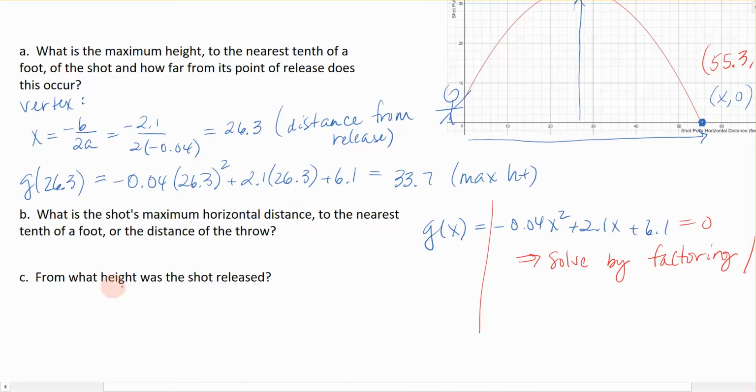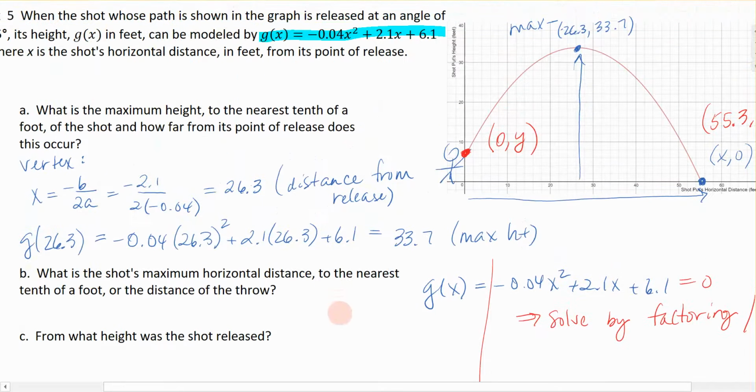Now, how do you think I could figure out what was the height of the initial release? So in other words, what is the height here when I release it? Because notice it's not on the ground, it's up here. This time, thinking back to what that ordered pair stands for, I have 0 for x, but I don't know what y is.